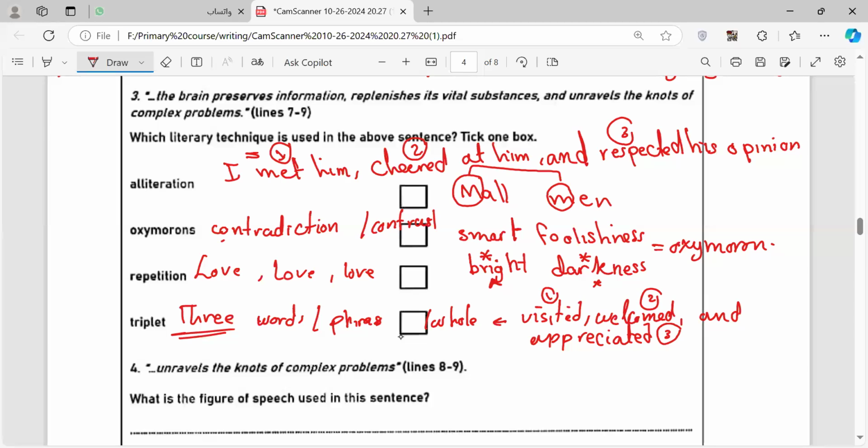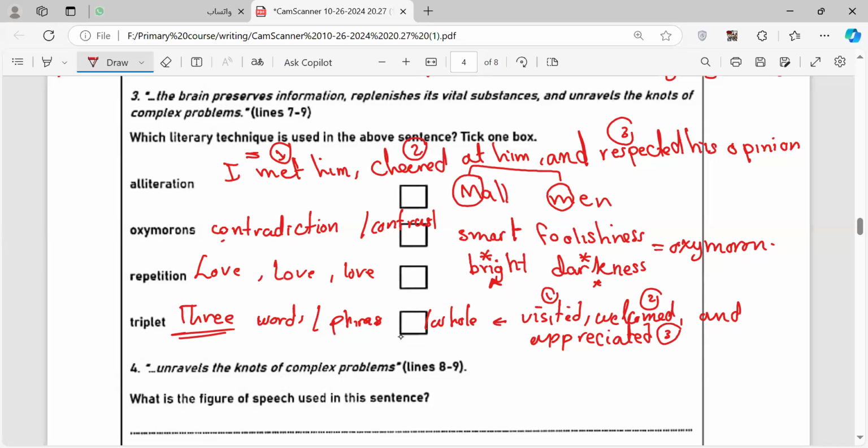So what is the technique here again? Triplets. The technique is what? Triplets. So again, what is triplets? Somebody can tell me what triplet is. Okay, so triplet is 3 words that can be used as phrases or sentences.